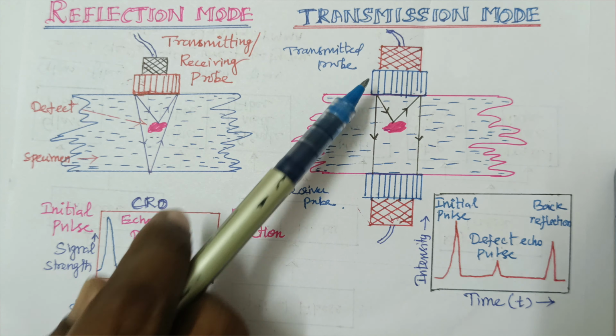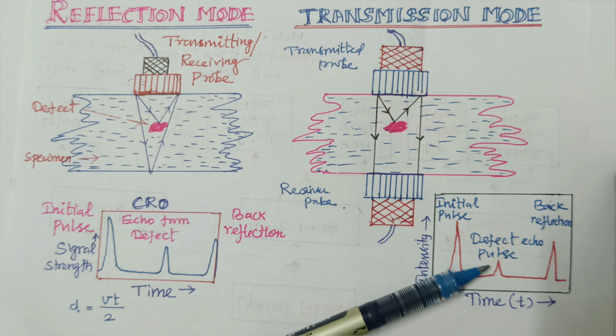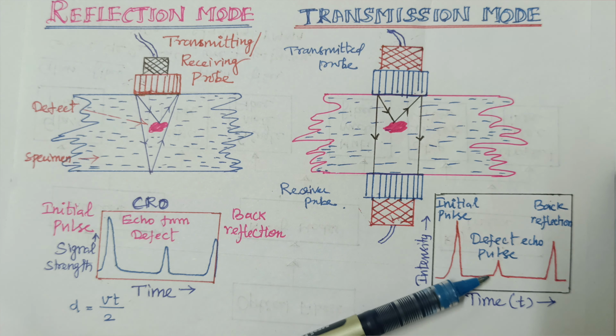Here, the receiver probe gets the full signal when there is no defect inside the material, which exhibits the initial pulse, a high intensity initial pulse. Then if the material has a defect inside, the signal decreases, that is the defect echo pulse. Due to partial reflection, the ultrasonic waves received by the receiver exhibit a small intensity peak.